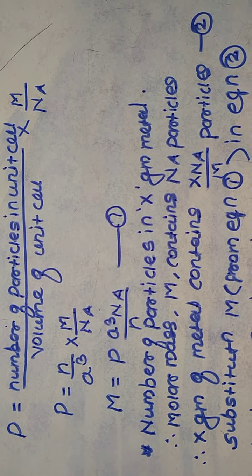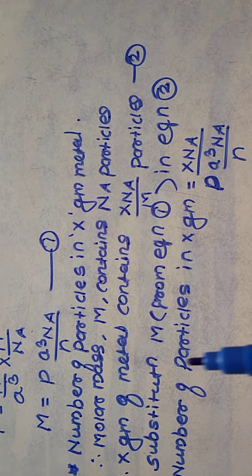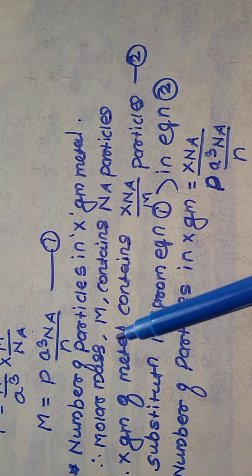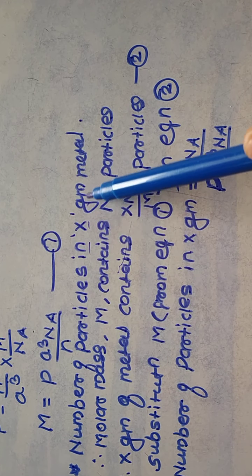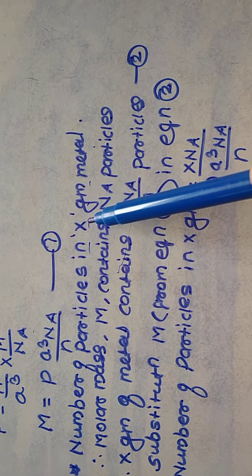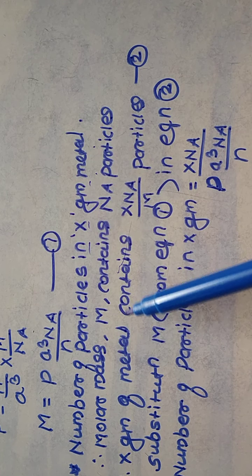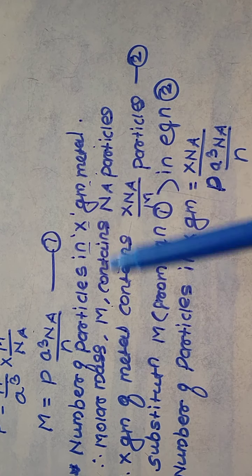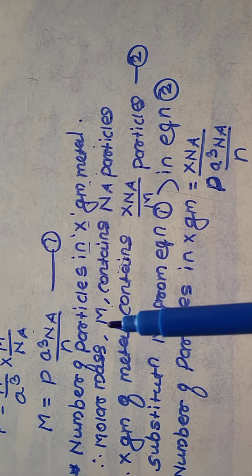Now, the number of particles in x gram of metal. How can we calculate it? You already discussed how to calculate molar mass. How can we calculate the number of particles present in x gram of metal? The molar mass M contains Avogadro's number of particles, 6.022 into 10 raised to 23 particles.